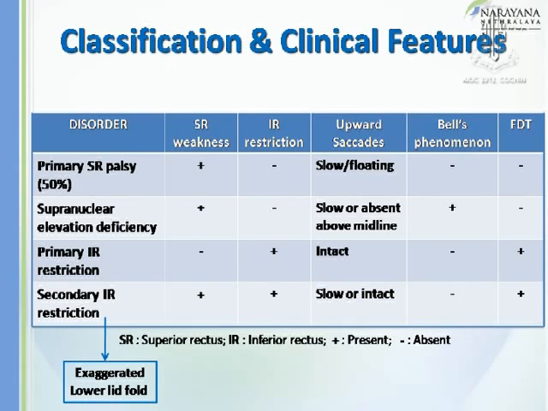Also, another thing, in patients who have an inferior rectus restriction, you can look for an exaggerated lower lip fold when the patient is asked to look upwards. So looking at all those signs, we can actually find out what is the actual cause.